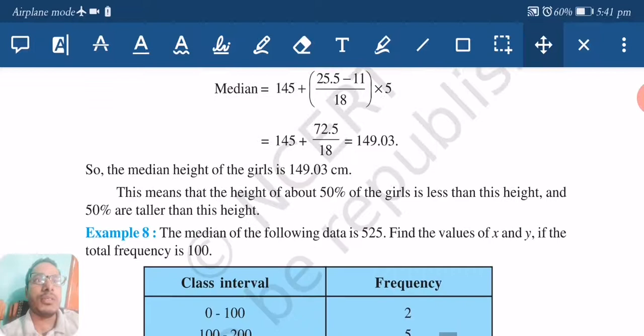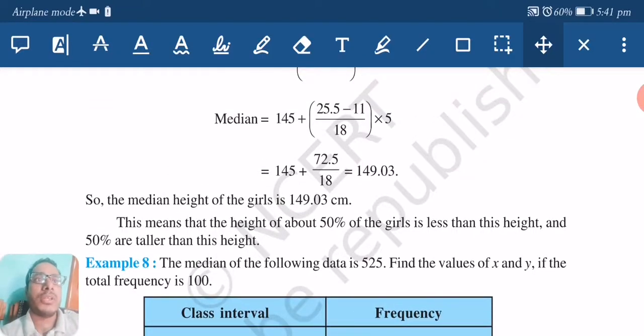So the value is 149.03. This is the median height of the girls. So we can say that 50% of the students have got less than 149.03, and 50% have got more than 149.03 centimeters. This is how we find the value of the median of grouped data.